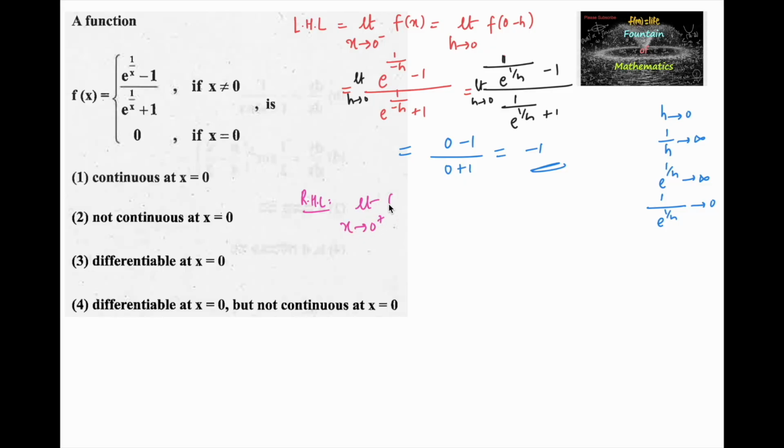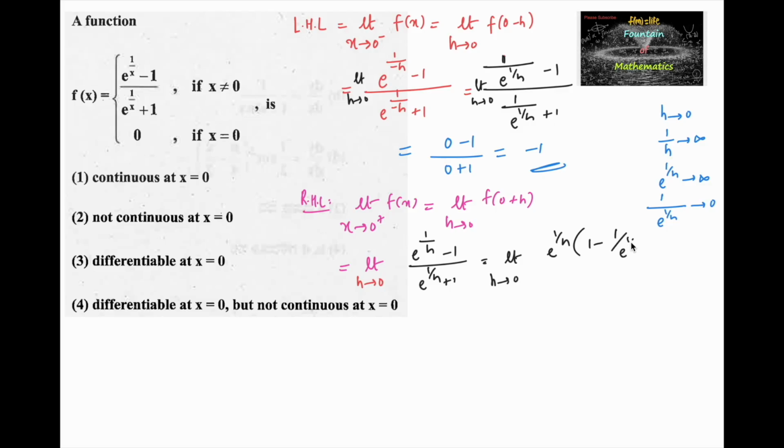Coming to the right hand limit, limit h tends to 0 plus f of x, which is equal to limit h tends to 0, f of 0 plus h, which is equal to limit h tends to 0, e to the power of 1 upon h minus 1 divided by e to the power of 1 upon h plus 1. So here let us simplify by taking e power 1 by h common. So we can write 1 minus 1 upon e to the power of 1 by h divided by 1 plus 1 by e to the power of 1 by h.